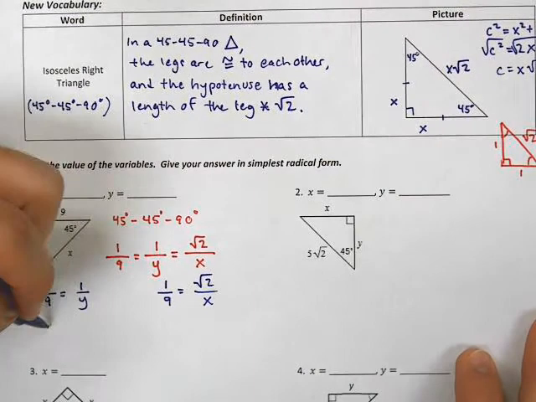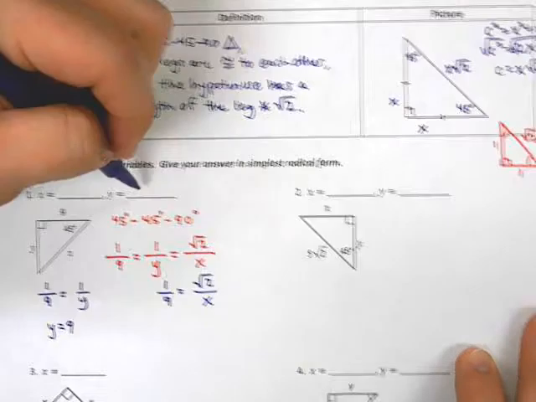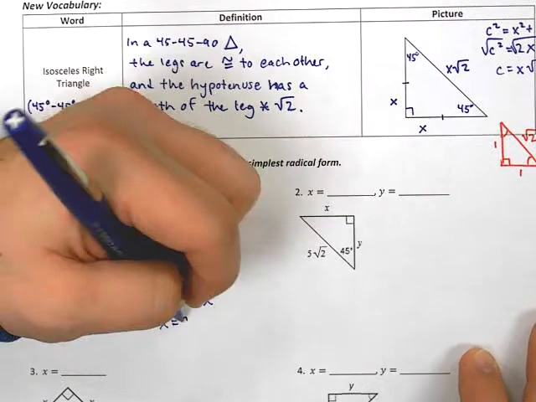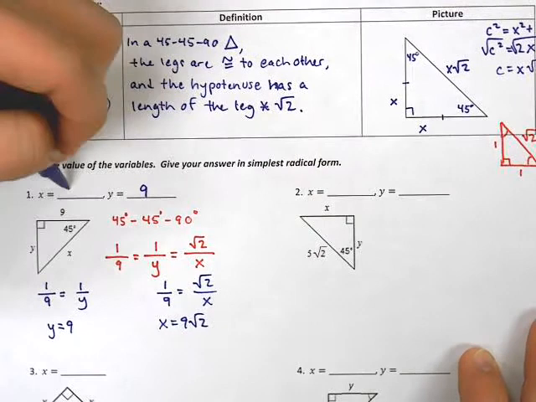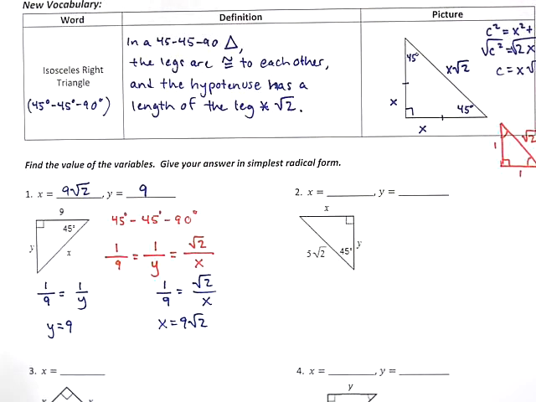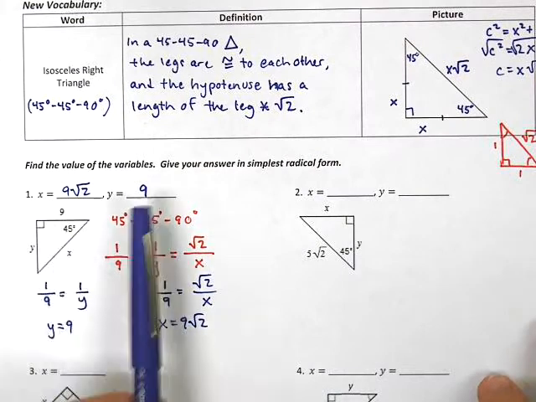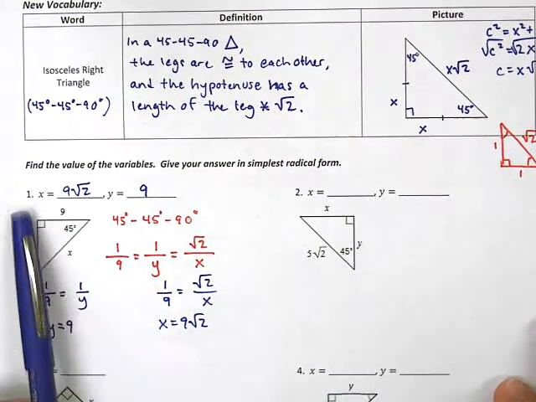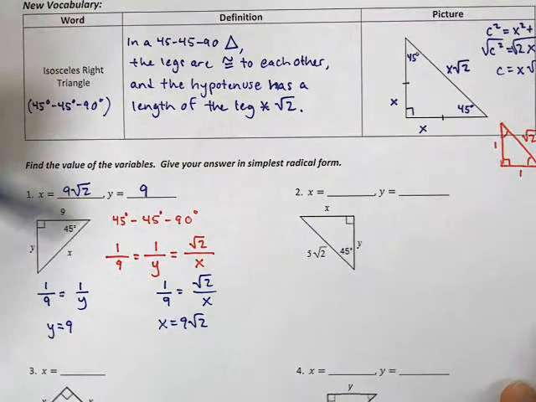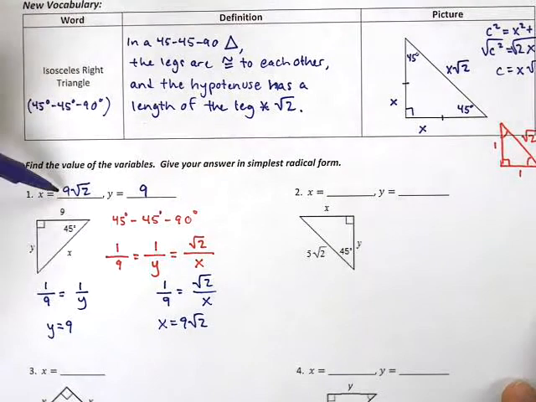Alright, so we get y is equal to 9, and we get x is equal to 9 square root 2. Now, this is an example, and hopefully you see this. Could we have just said that right away? Could I have just said, well, if this leg is 9, then this leg, which is y, has to be 9. And we learned already that the hypotenuse is just a leg times square root 2.